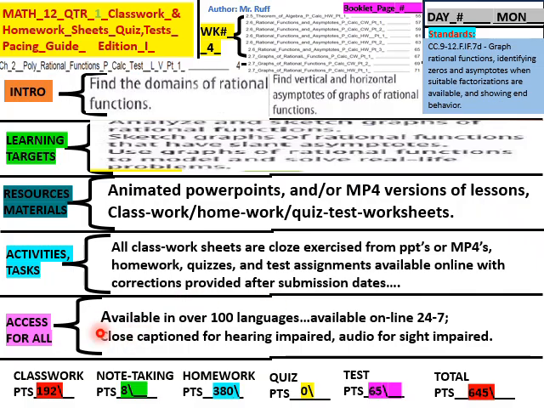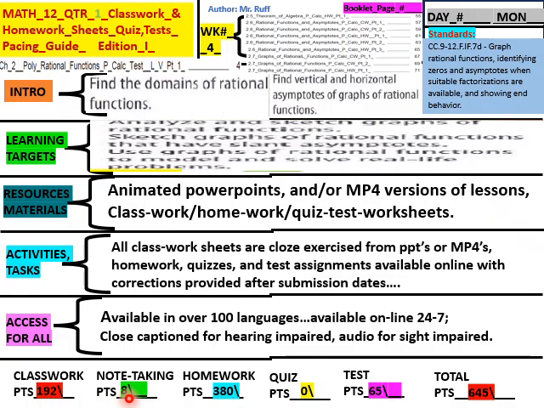And then access for all. Available in over 100 languages. Available online 24/7. Closed caption for hearing impaired. Audio for sight impaired. And then your classwork points are 192.